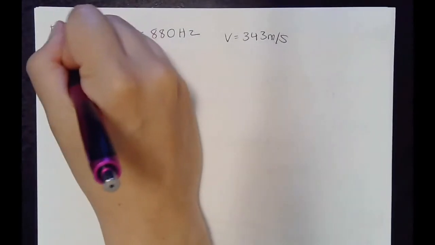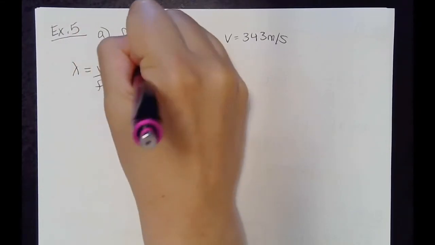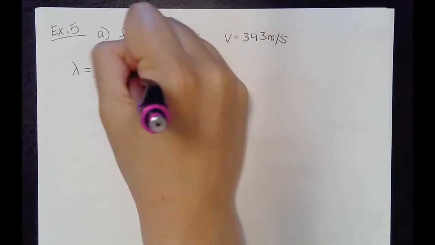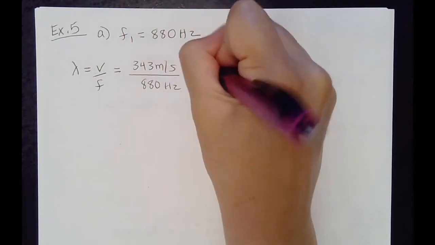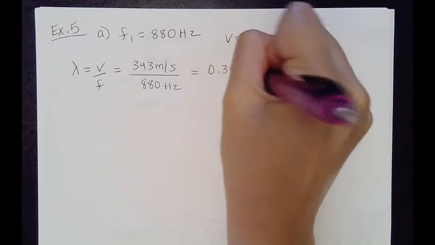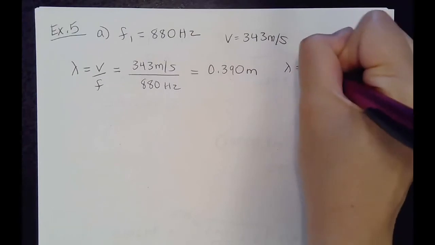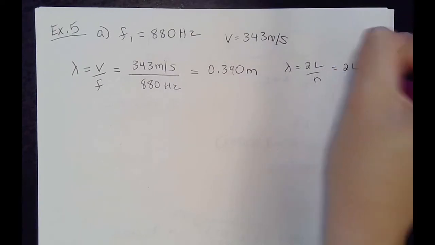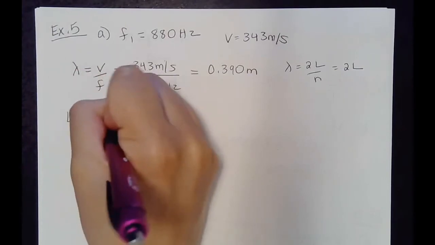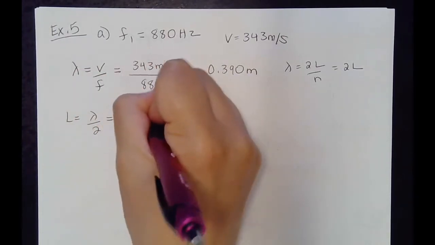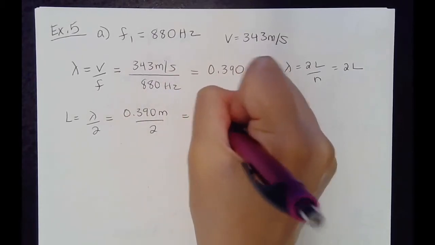And then we can find the wavelength, which is V over F from the wave speed equation, so 343 meters per second over 880 hertz, so 0.390 meters. And then we know that lambda equals 2L over n. So 2L if it's lambda 1. So L is going to be lambda over 2, which is 0.390 meters divided by 2, or 0.190 meters.